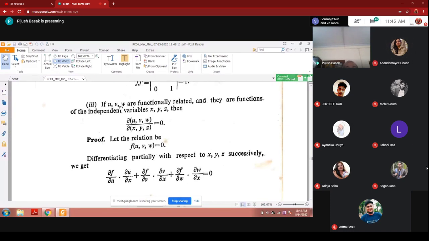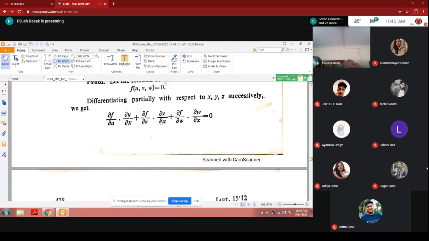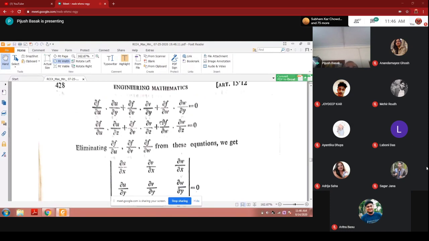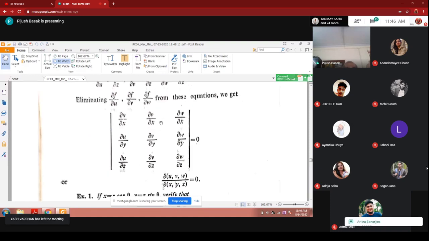If u, v, w are functionally related, they are functions of the independent variables x, y, z. This is the same thing in a broader manner: u, v, w are functions of x, y, z, and because the function f of u, v, w is 0, differentiate partially with respect to x, then partially with respect to y, then partially with respect to z. So eliminating del f del u, del f del v, del f del w from the equations, we get this determinant.